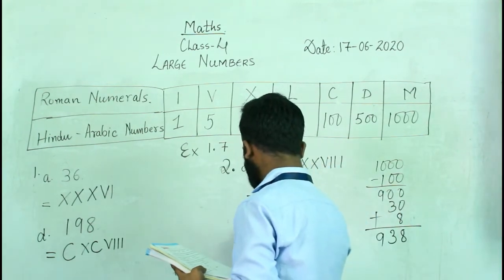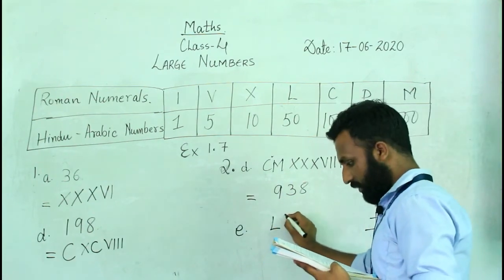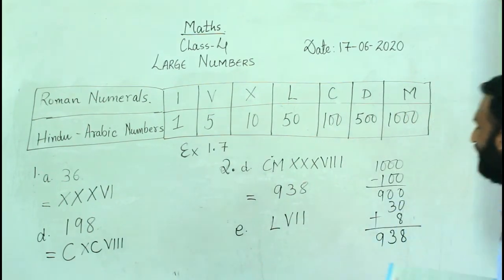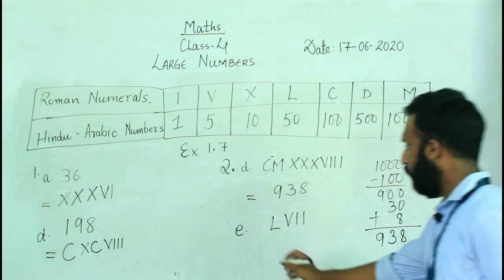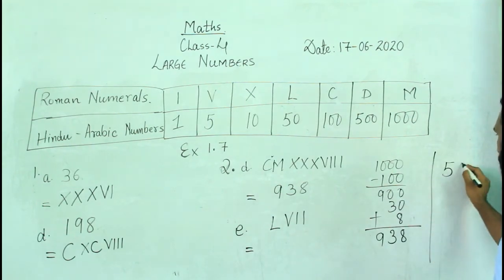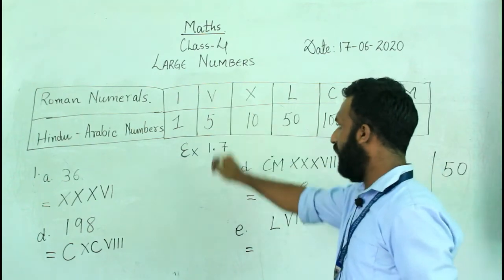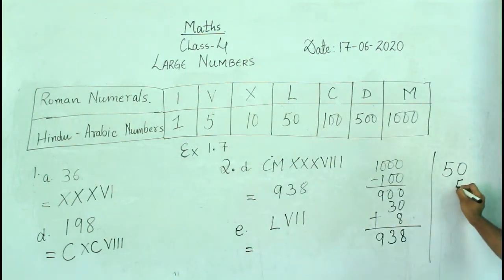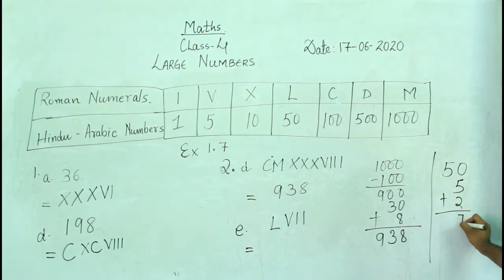Now let's do number E. In E we have L, V, I, I. What does L mean? L means 50. V means 5, and I, I is 2. So if we add, 5 plus 2 is 7, and this is 57.